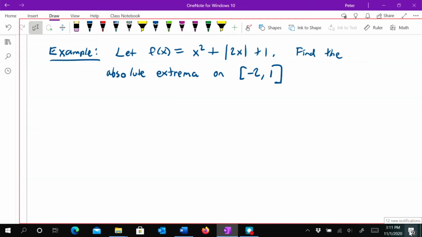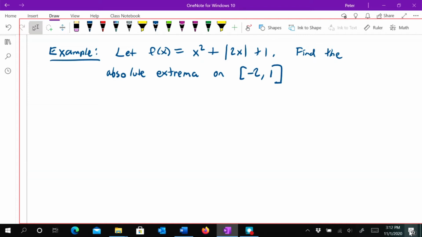So let's do an example of finding the absolute extrema involving an absolute value expression. Here, let f of x equal x squared plus the absolute value of 2x plus 1. Let's find the absolute extrema on the interval -2 to 1.